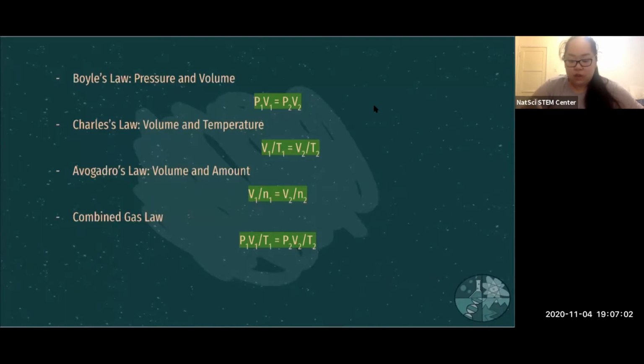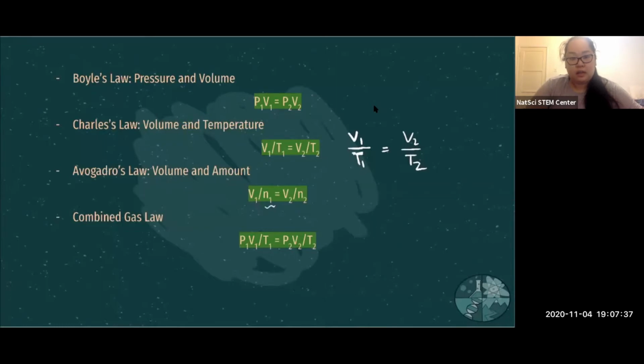Charles' law involves volume and temperature, the relationship between volume and temperature. So it's V1 over T1 equals V2 over T2. Then we have Avogadro's law, which is volume and amount, which is moles, symbolized with N.